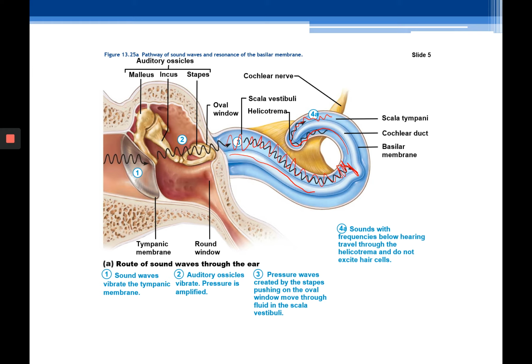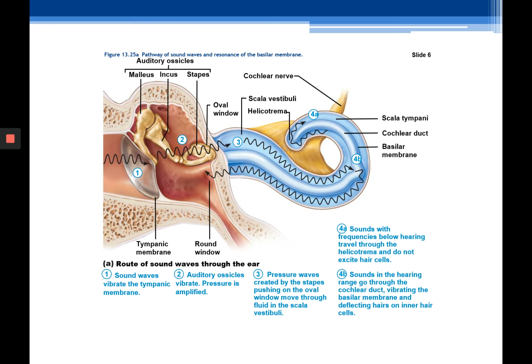And if we move the tectorial membrane and the stereocilia, it bends them, and we know when we bend them, we create a depolarization, which can be communicated to the cochlear nerve. So you can see here that sounds with frequencies below hearing travel all the way to the helicotrema and do not excite hair cells, but sounds in the hearing range go through the cochlear duct, vibrating the basilar membrane and deflecting hairs on the inner hair cells. So we hit that basilar membrane, we push the cells up into the tectorial membrane, and that's all we wrote for bending of the stereocilia and creation of a depolarization signal that can travel via the cochlear nerve to the central nervous system.